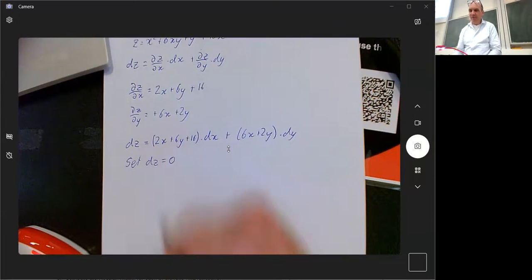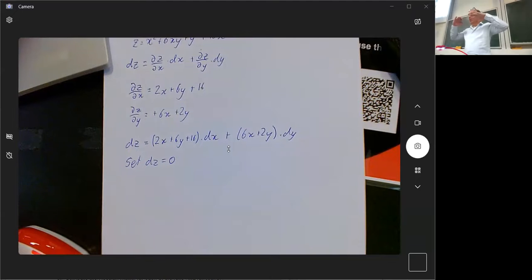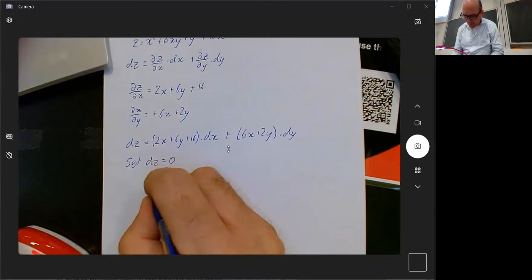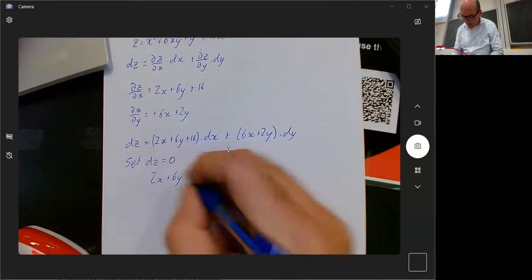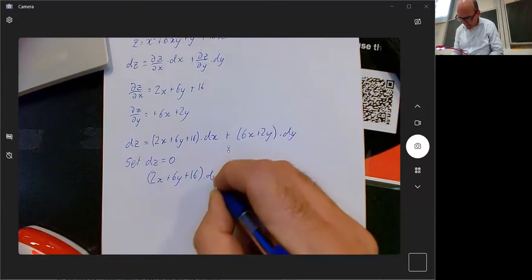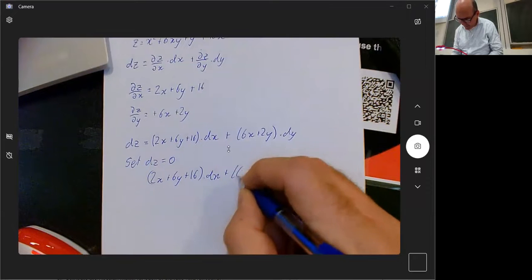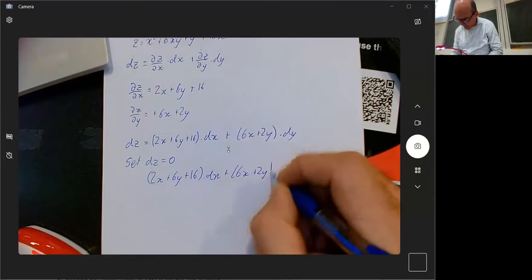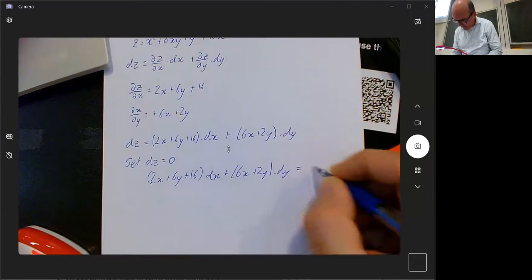dz to be equal to 0, so what this is going to do is if I have my level curve, my indifference curve, I can get the slope of the indifference curve by setting the change in z to be 0. And so that means we've got 2x plus 6y plus 16 dx plus 6x plus 2y dy equal to 0.